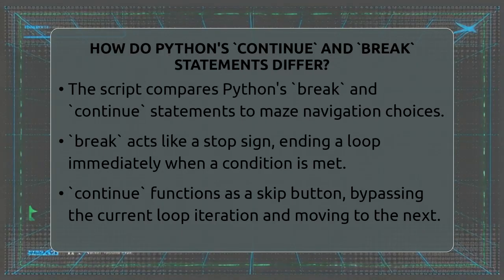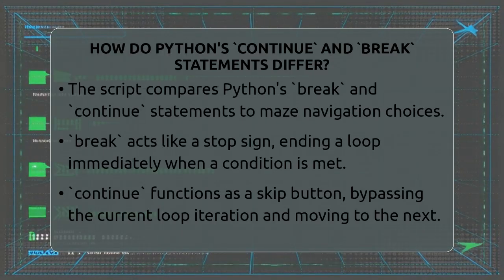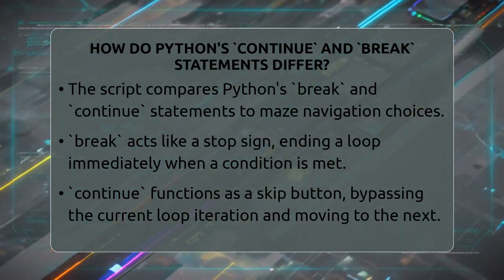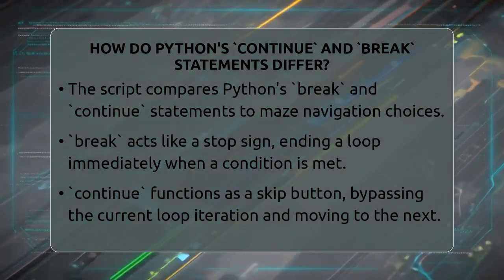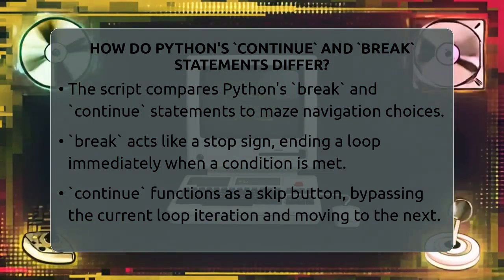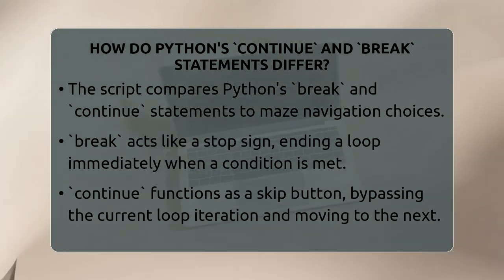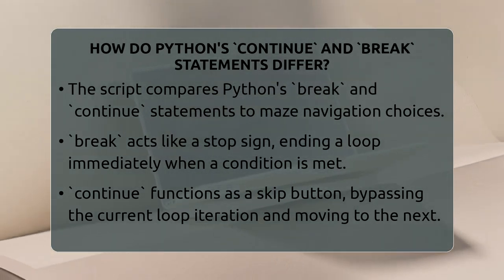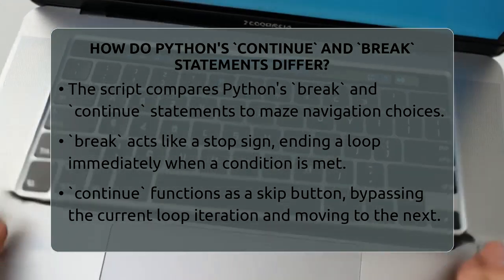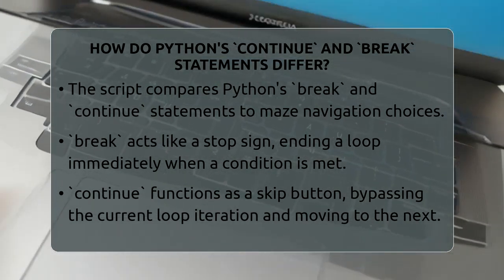How do Python's continue and break statements differ? Imagine you're walking through a maze, and you have two options when you hit a dead end. One is to turn around and go back, and the other is to skip that path and keep exploring. In Python programming, these options are like the break and continue statements in loops. They help control how your code runs, but they do very different things.